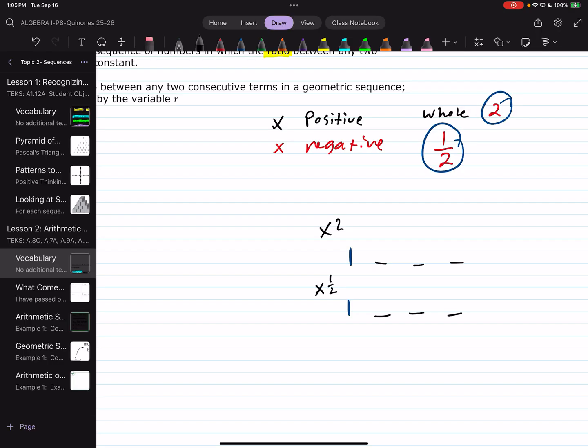So what do we get? So the first one's easy, right? If I multiply each one, 1, 2, 4, 8. What about the next one? 1, if I multiply by 1/2, what do I get? 1 half. Okay, if I multiply 1 half by 1 half, what do I get?